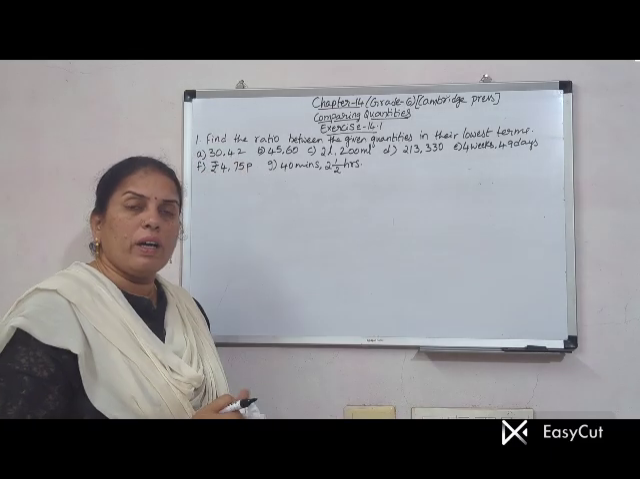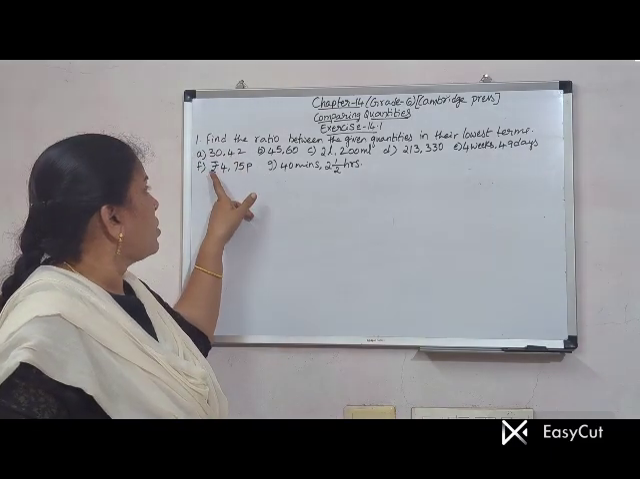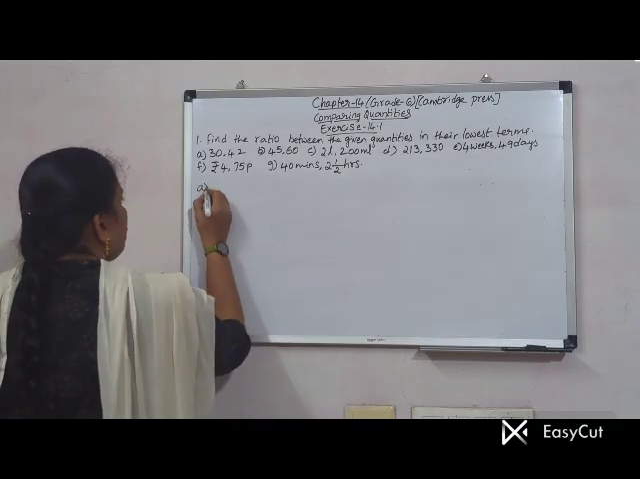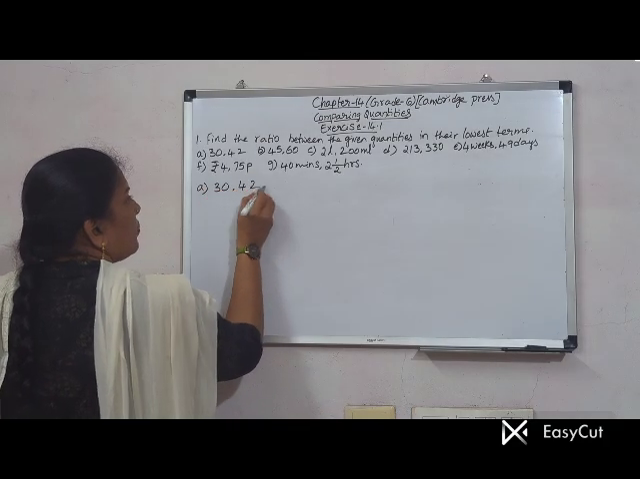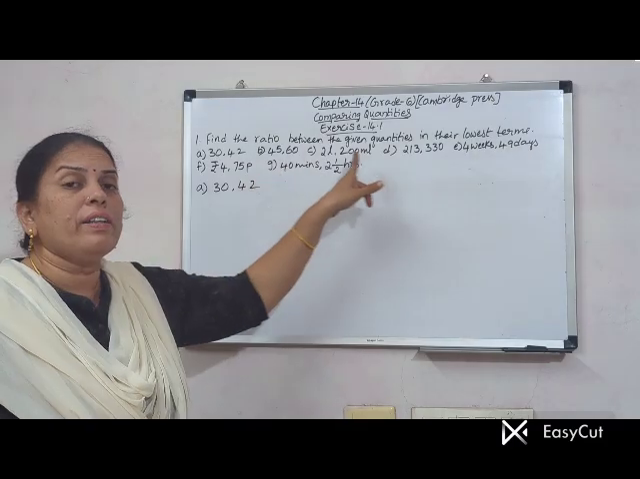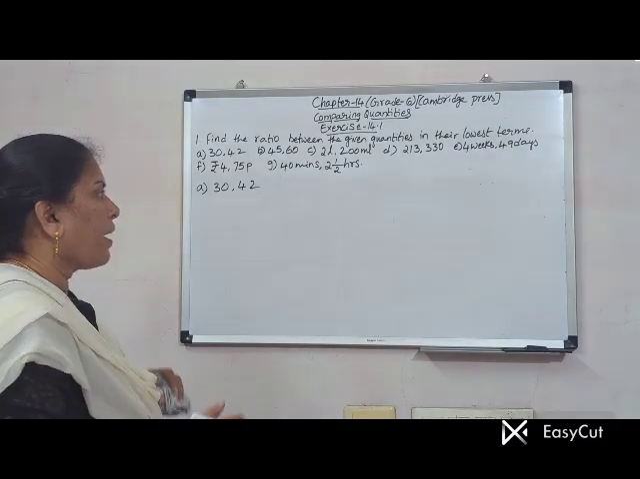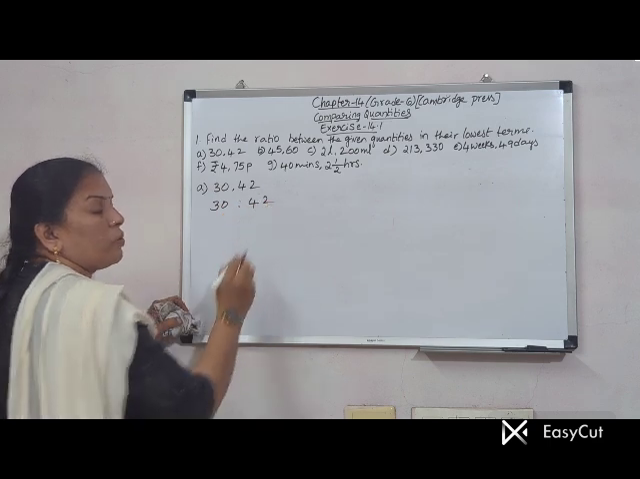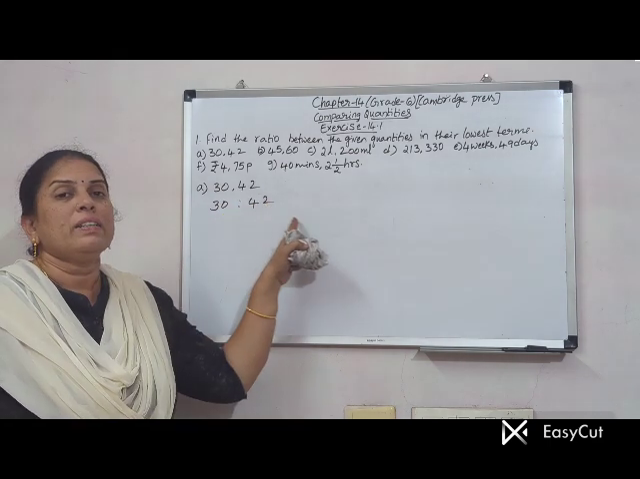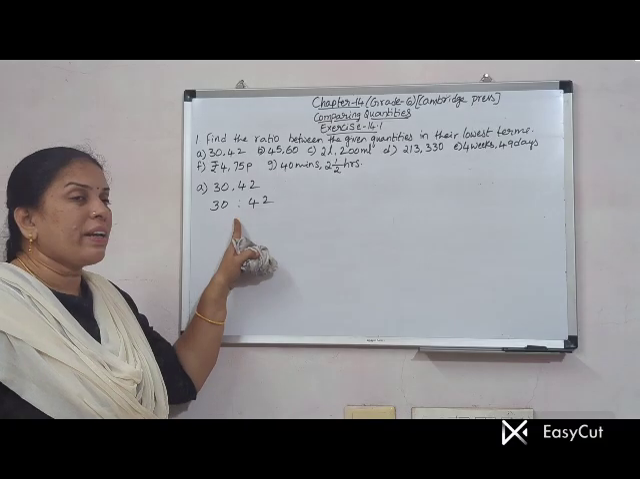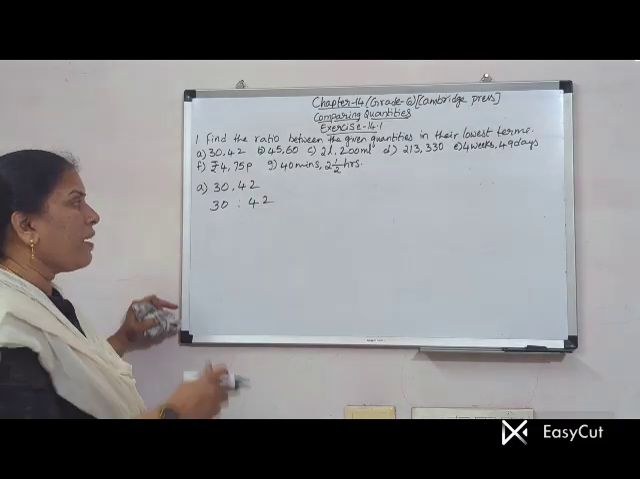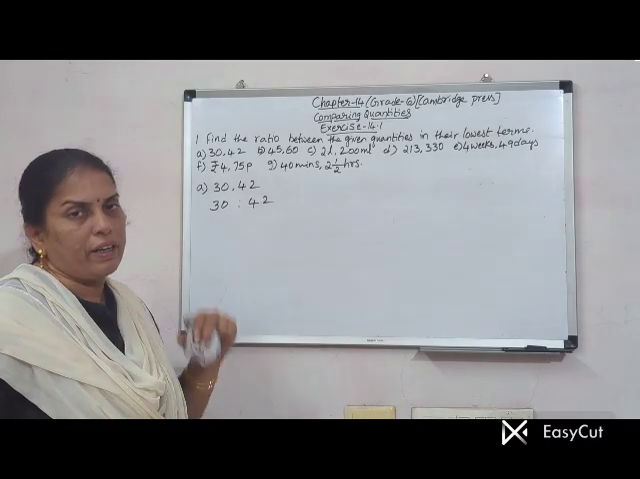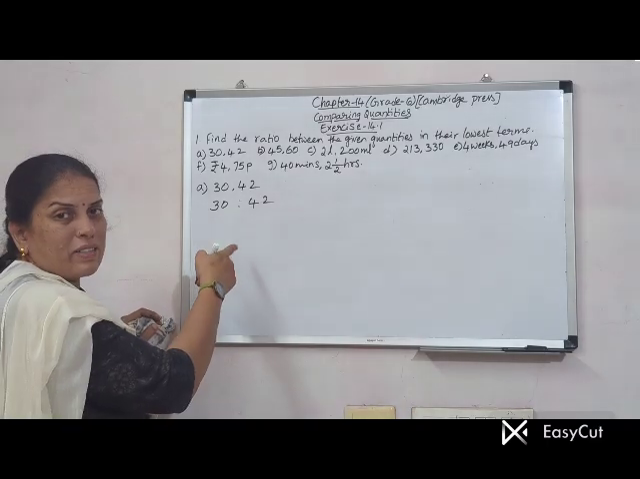Now, let's go into the question. What is the first question? 30 and 42. What did they ask in the question? To find the ratio between these two terms. You can write this as 30:42. They asked for the ratio, no? That's why I am writing 30:42. You can do this in two ways. One is directly you can divide, or you can write in fraction form and divide. Now I will write this in fraction form.